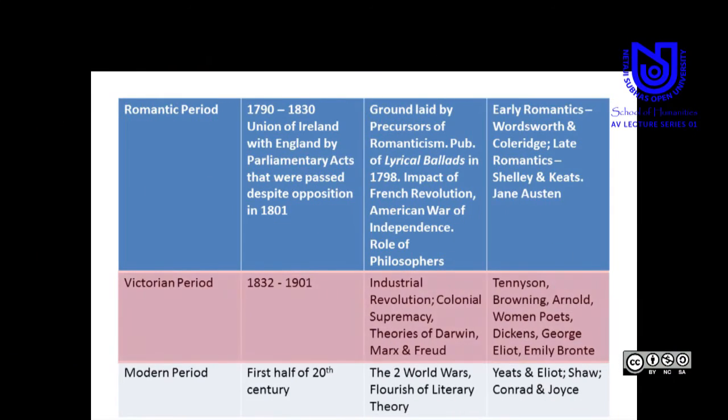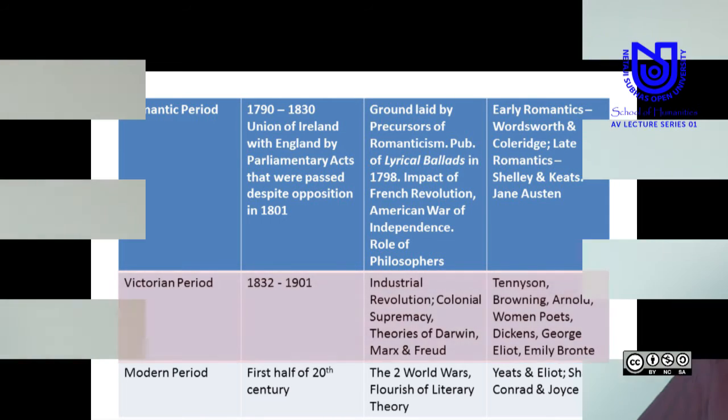Once again, when we move on from the Romantic to the Victorian period, we are talking of the Industrial Revolution. We are talking of an empire where the sun never sets. We are talking of theories of Darwin, Marx, Freud, all of which went on to change not just the face of poetry or literature, but also the entire approach to life itself.